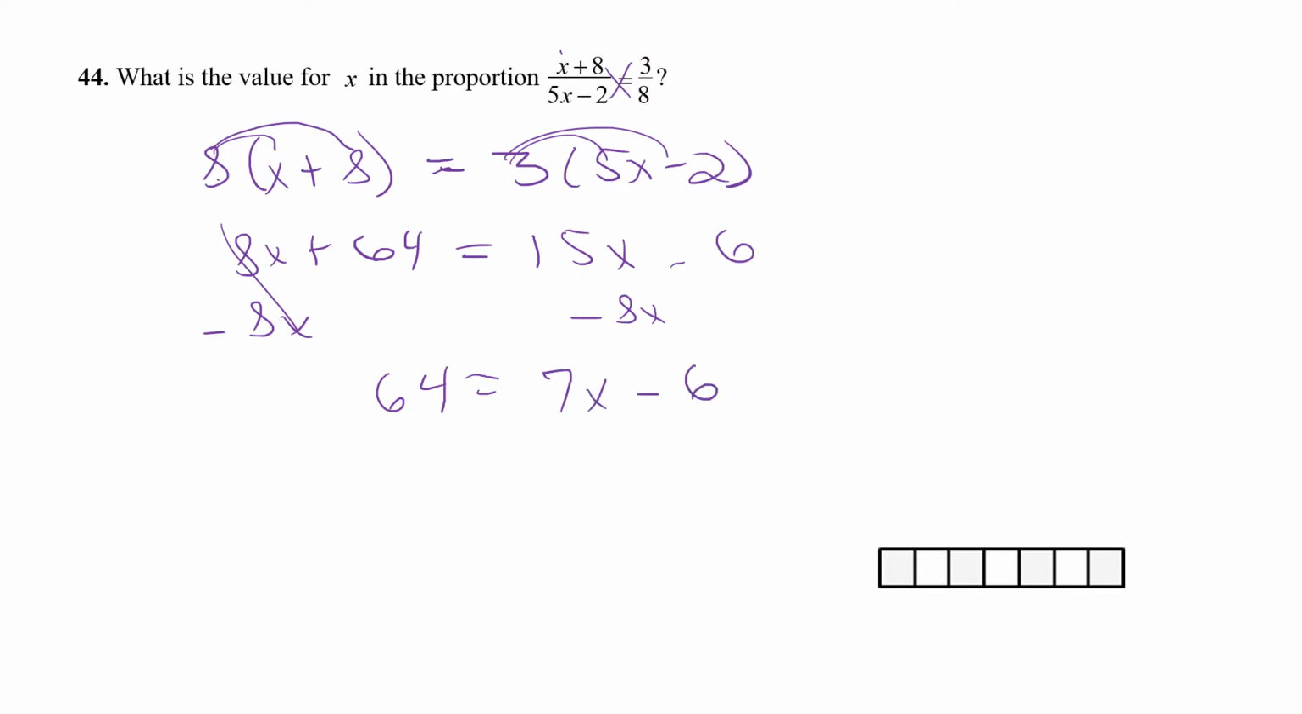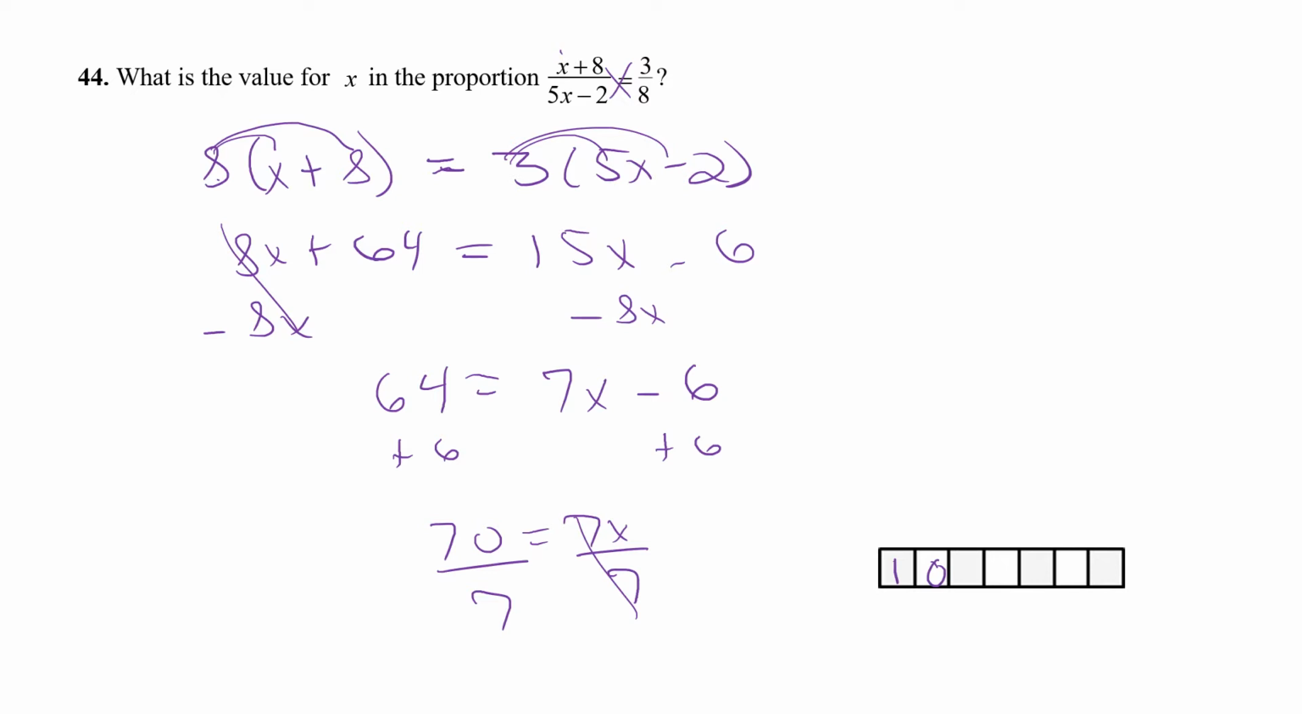Bring down that minus 6. Adding 6. 64 plus 6 is 70. Bring down that 7x and divide by 7. So inverse operations, distributive property first. Remember, whenever you move anything across the equal sign, that sign changes. And so that is when I would do my inverse operations if I want to combine my like terms. And my answer is 10.